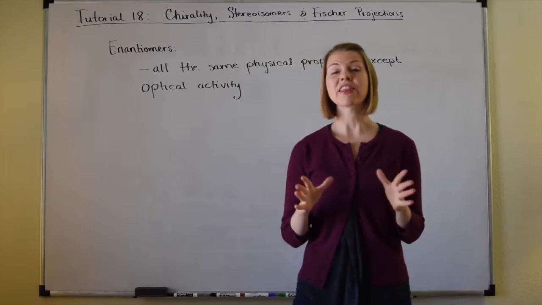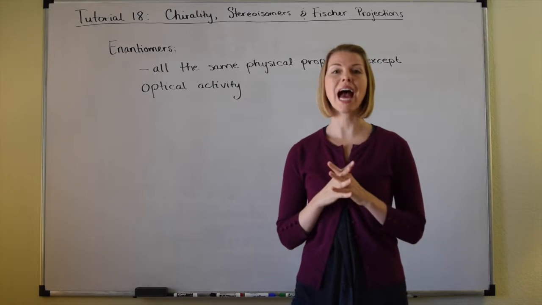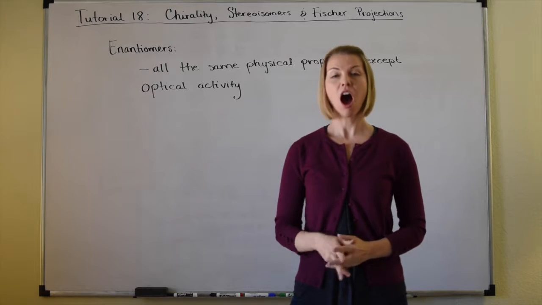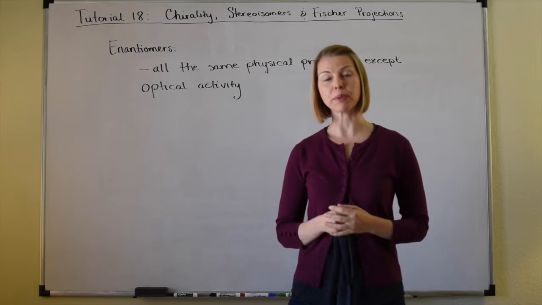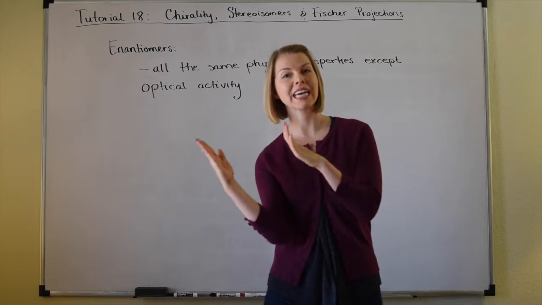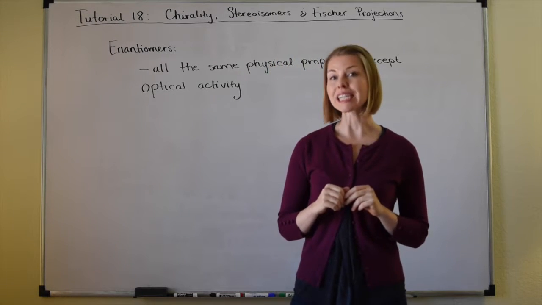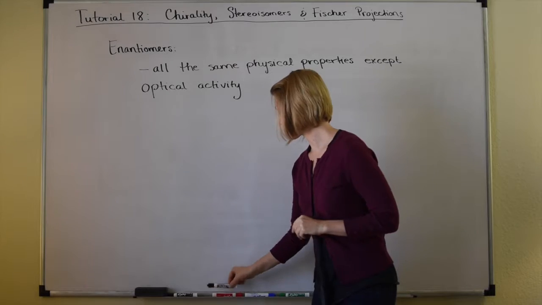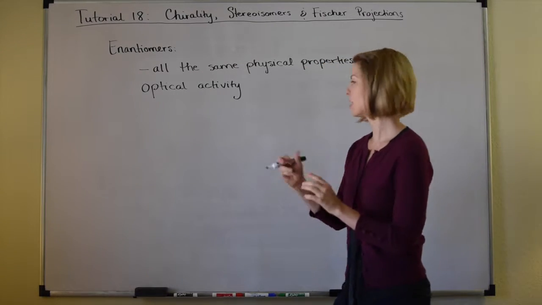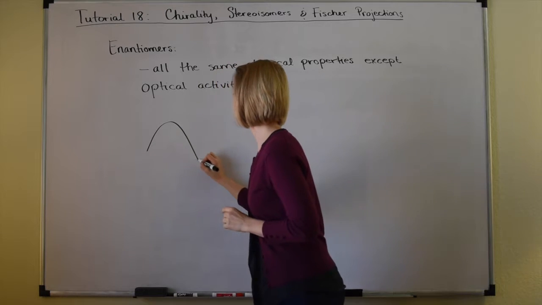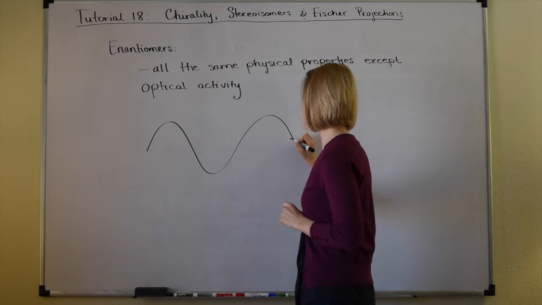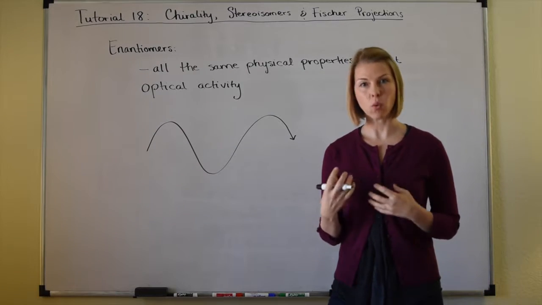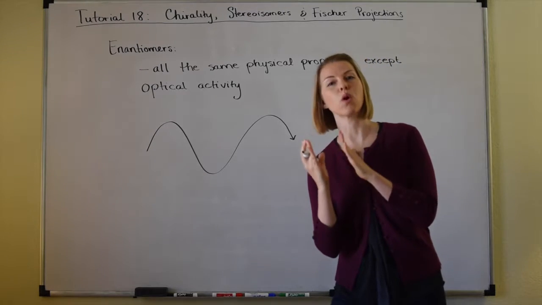So we just said that a pair of enantiomers will have all the same physical properties except optical activity. Optical activity refers to the ability of a molecule to rotate plane polarized light, which is light that is traveling in one plane. So let's indicate our plane polarized light on the board with this wave. Chiral molecules will interact with light, causing it to rotate.